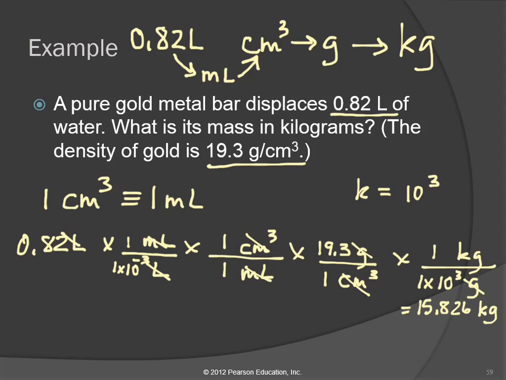Now we have to look at significant figures. How many in this first number? 2. That 0 at the beginning doesn't count. How many in this one? Exact. How many in this one? This is exact also. How many in this one? 3. 19.3. There's 3 digits there. And how many in the last one? That's also exact. So we've got 2 in our starting number and 3 here, and all the rest of them have infinite number of sig figs. So then our answer should be rounded to 2 sig figs, and so we're going to call this 16 kilograms. Any questions?